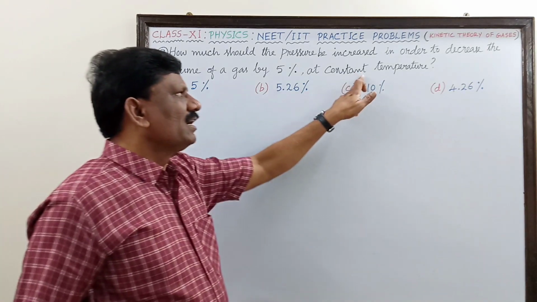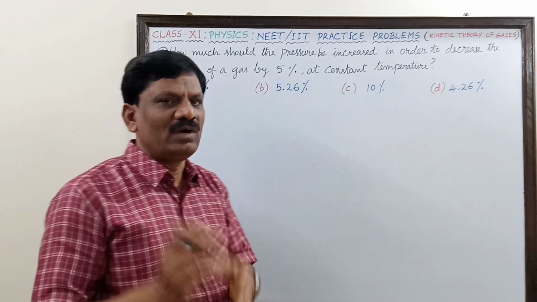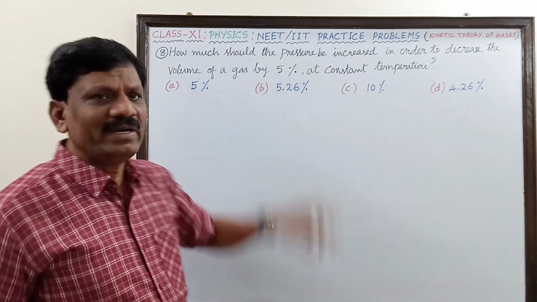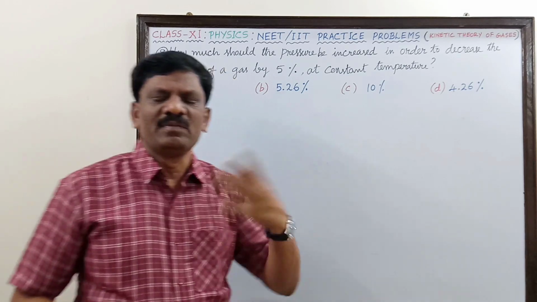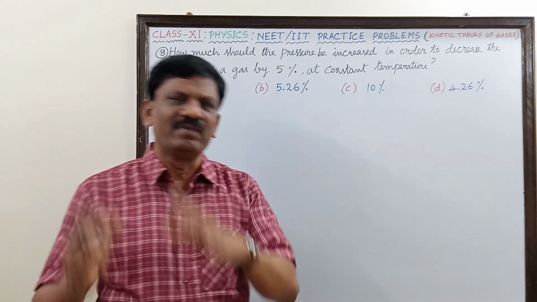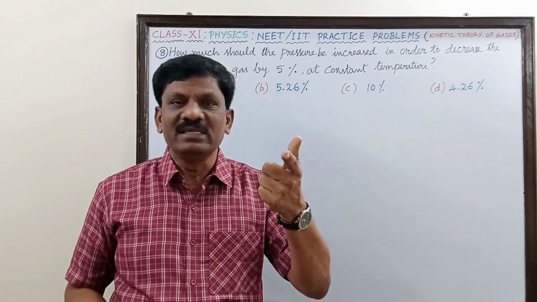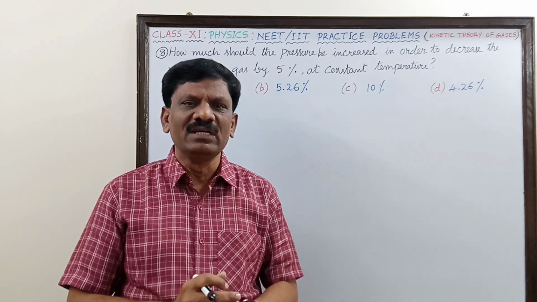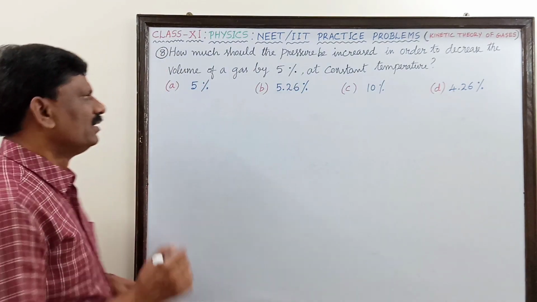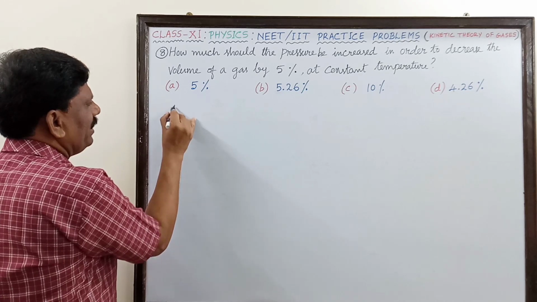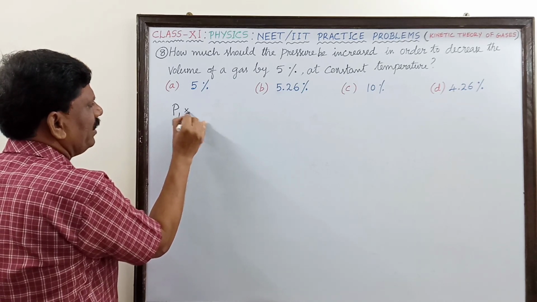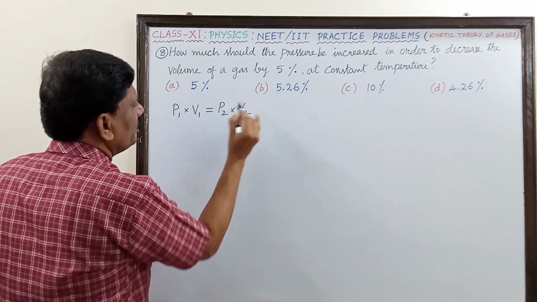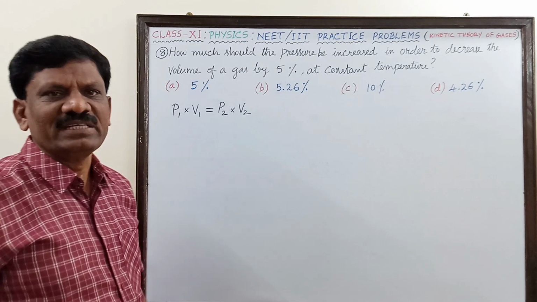See here, children, at constant temperature what is happening? The volume of the gas is decreased by 5%. So as per Boyle's law, by keeping the temperature constant, when the volume decreases, pressure should increase. Is it not that? So by how much percentage the pressure is going to increase, we are going to determine. So here PV is equal to constant. So P1 V1 is equal to P2 V2 at constant temperature.